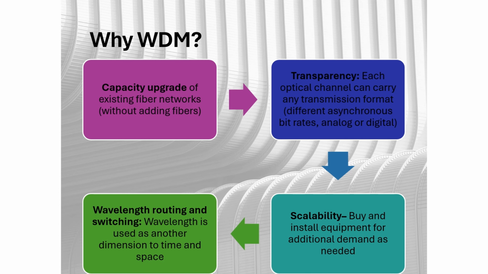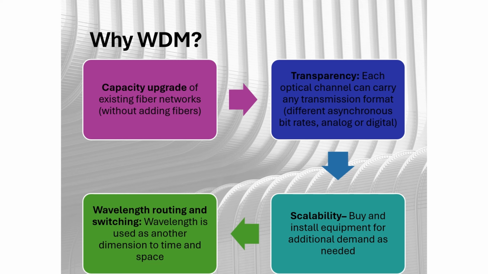Before starting to study WDM, first we have to check why WDM. WDM is used for four reasons: capacity upgrade, transparency, scalability and wavelength routing and switching. Capacity upgrade means what? When we install fiber optic cable, we have to dig and do the installation. Every time you want to upgrade the network, we can't install new fiber because it is a costly process. But by using WDM, you are just changing the input device, multiplexer and laser, and the capacity is upgraded.